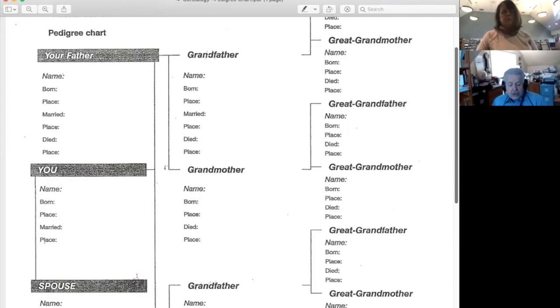So let's do the numbering again. Can you guess what number your grandfather would be? We've got your father is 2 and your mother is 3. So your grandfather would be what? It, of course, would be 4. What do you notice is happening here with even numbers and odd numbers? You notice that all the males are going to be even and all the females, except you, are going to be odd.